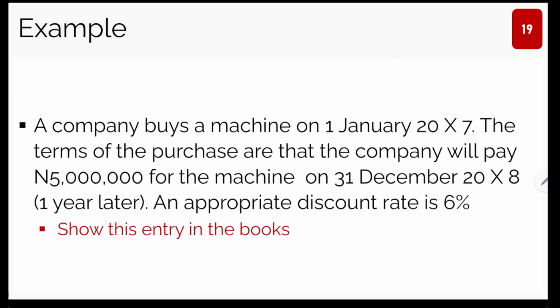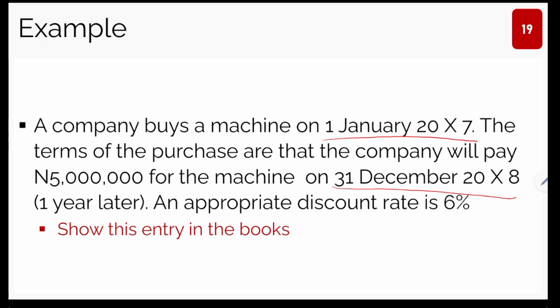It says that a company buys a machine on the 1st of January 27. The term of the purchase is that the company will pay 5 million naira for the machine on the 31st of December 28, 1 year later. An appropriate discount rate is 6%. Show this entry in the books. Now, you notice that the asset was bought on the 1st of January, but the payment will be coming a year after, which is 31st of December 28. So how do we show it in the books?